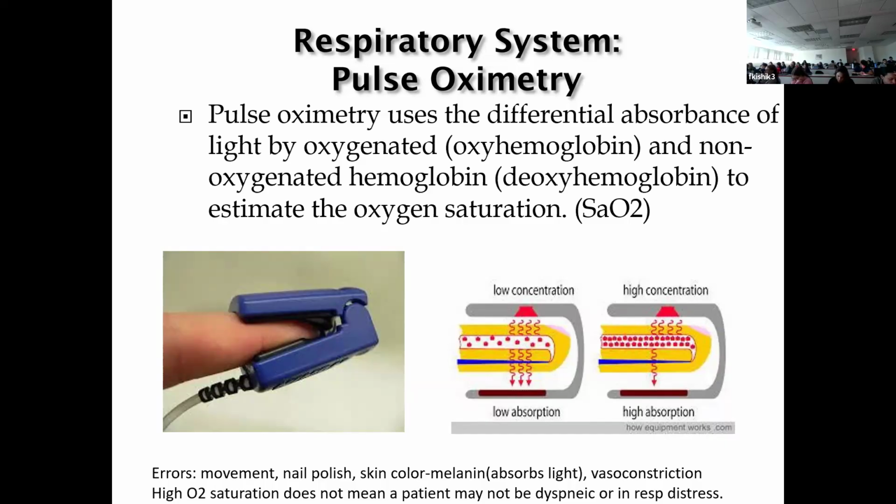So pulse ox uses the differential absorbance of light by oxygenated and non-oxygenated hemoglobin to estimate the oxygen saturation, or the SaO2. Basically, they got this light, and it goes through your fingernail, and there's a receiver on the other end. The degree of how much light is able to go through has to do with how much oxygenation you have here, or red cell capacity. The more light that penetrates through, the higher your O2 sat, which correlates with more red cells. Now, lower O2 probably means that you have lower red cells. But this is just a conduit.